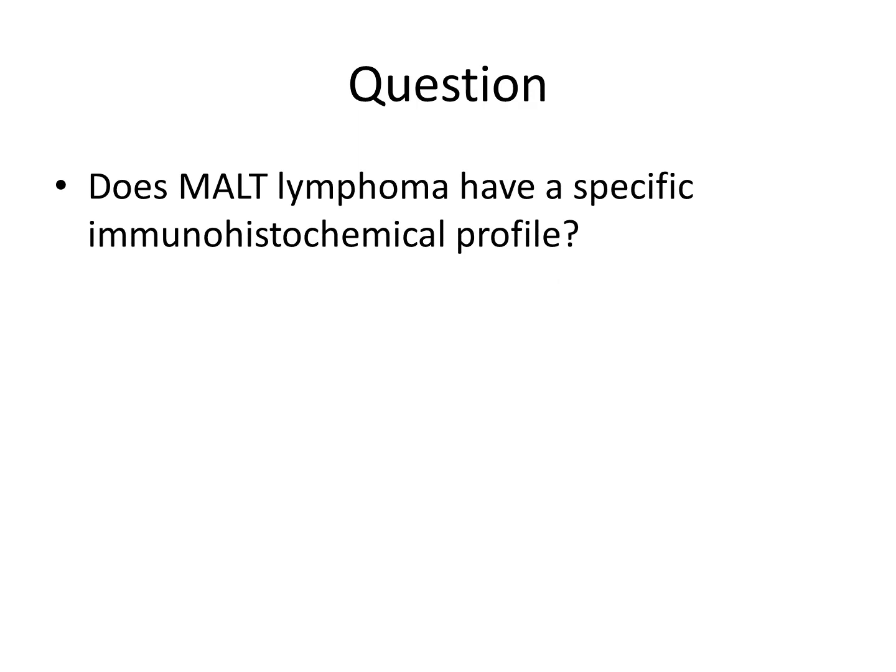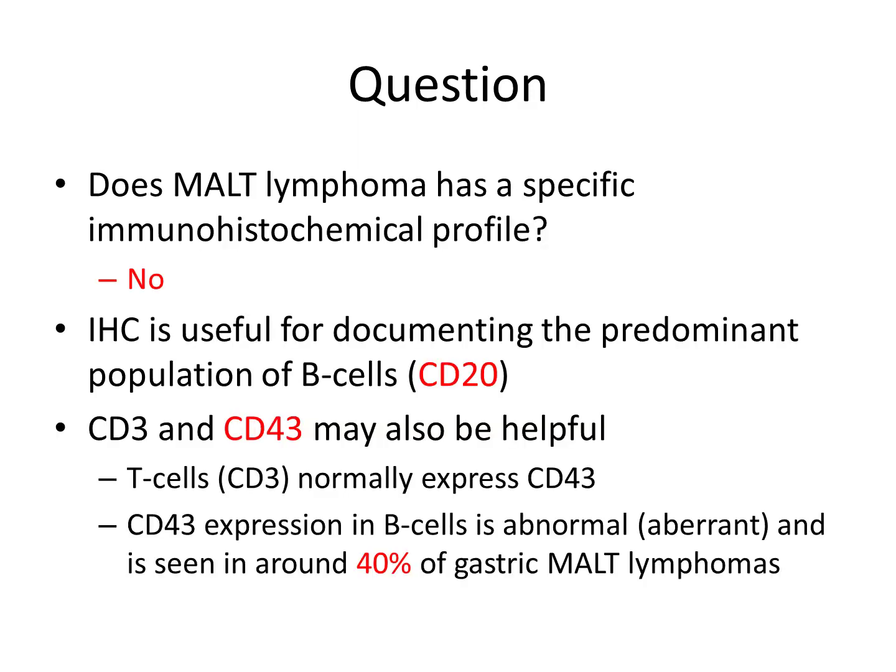Consider this question. Does MALT lymphoma have a specific immunohistochemical profile? The answer is no. Rather, immunohistochemistry is only useful for documenting a predominant population of B cells and for ruling out other forms of lymphoma. CD20 will help to establish that the lesion is composed of mostly B cells.